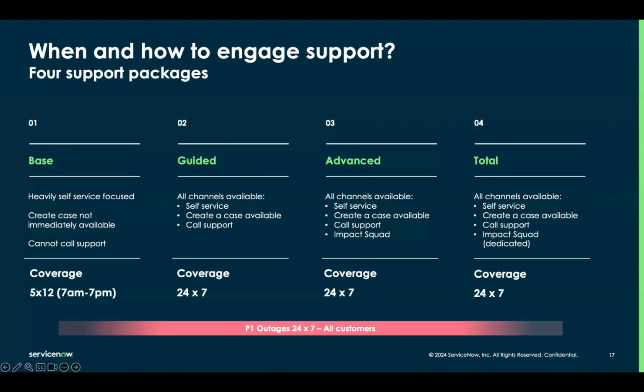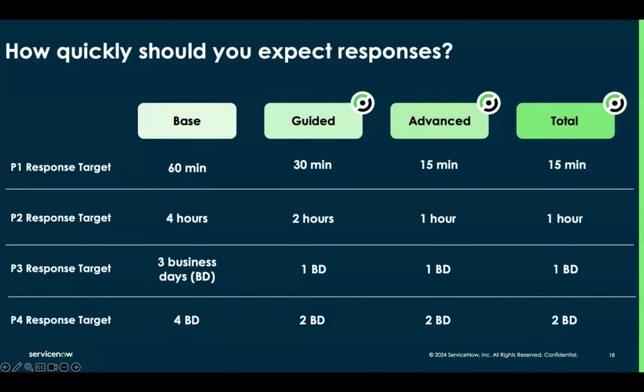Now, it's important that we know these are the available packages, but let's talk about how customers should expect to hear back from us. What do the response times look like once they actually engage support? Yeah, as you move from base to total, you'll see that the response times adjust to the customer's selected package, with advanced and total having the quickest response times. This structure is repeated through all the priority levels, from P1 being the highest priority to priority 4.